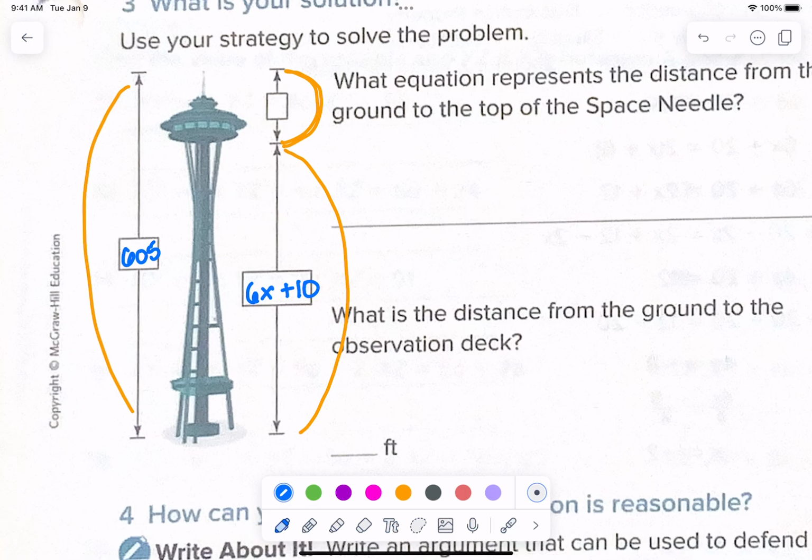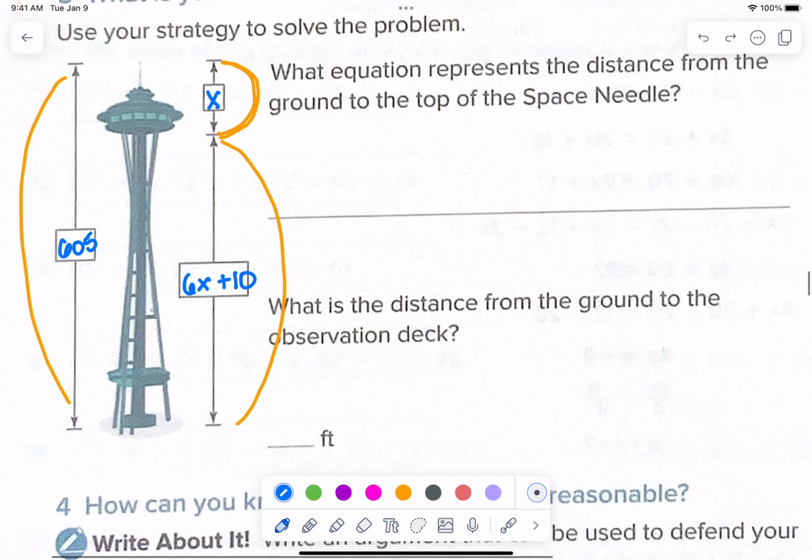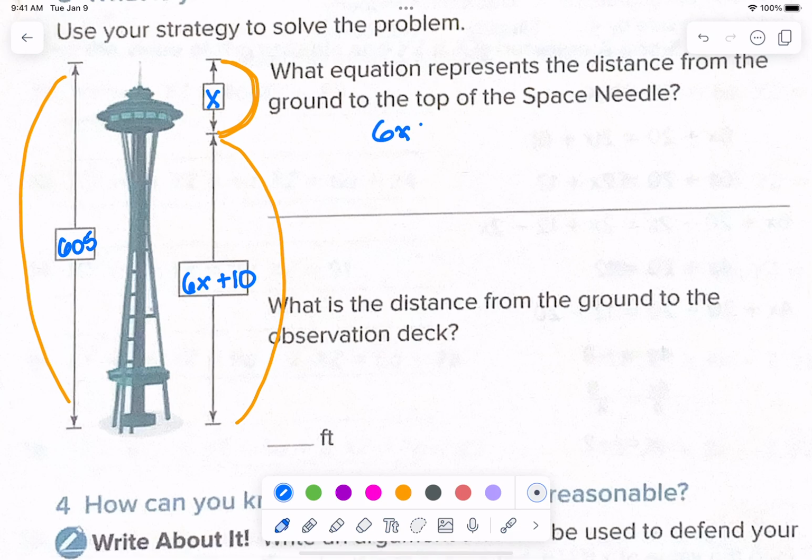Okay, then what's the top? X, right? This distance is X, and this is 6 times more plus 10. Do we see how that works? Questions about that? So, how can we solve this? 6X plus 10 plus X. That's the first piece, plus, yep. The second piece equals 605. Let's solve it. I'm just going to do it right here in this little spot.